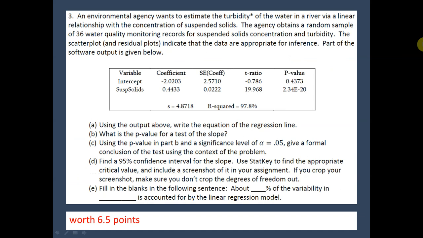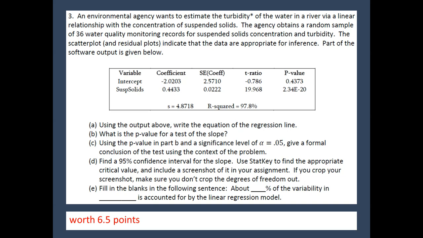Problem number 3, we have some software output for a regression model where the turbidity or cloudiness of water in a river is being estimated using a regression model where concentration of suspended solids is the explanatory variable. The first thing in part A is to write out the equation of the regression line. That's worth 1.5 points. It's half a point for having the correct value for the slope, half a point for having the correct value for the intercept, and half a point for having a hat over the y.